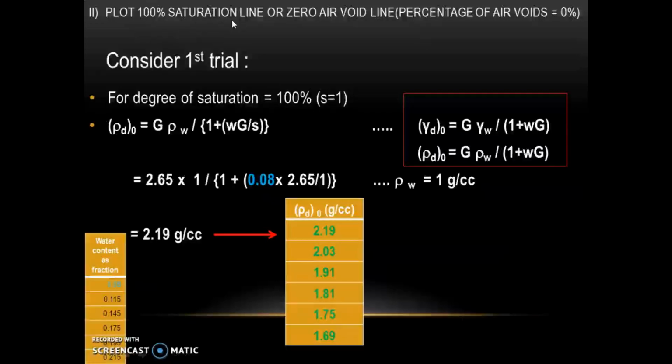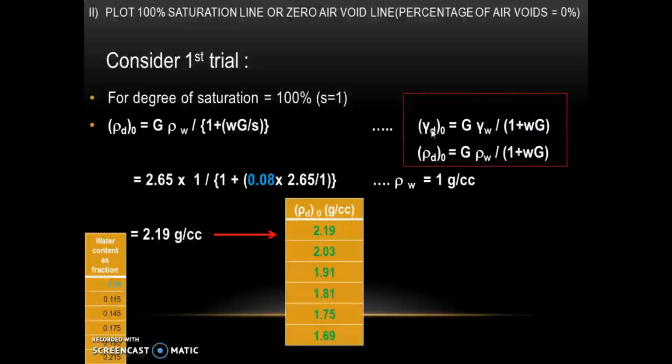Next we need to plot the 100% saturation line, which is also called the zero air void line. That means the percentage of air voids is equal to 0. We will consider the first trial. For degree of saturation equal to 100%, S is 1, that is 100 divided by 100, so it is equal to 1. And we know the formula to find dry density for saturation lines, that is rho d naught is equal to G into rho W divided by 1 plus e. e is nothing but WG divided by S, because eS is equal to W into G.